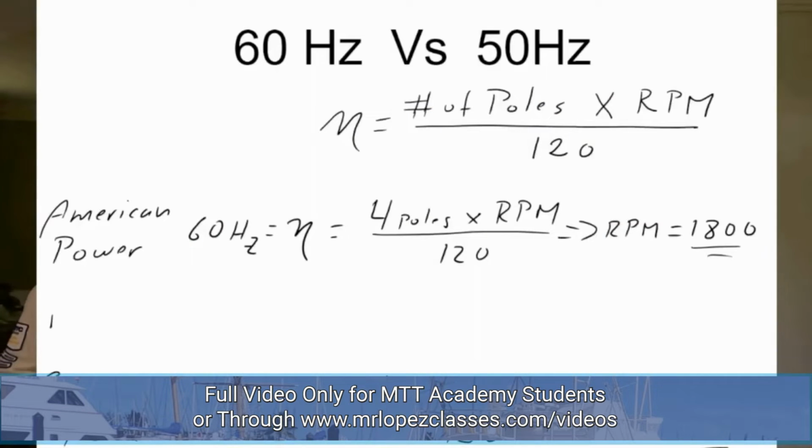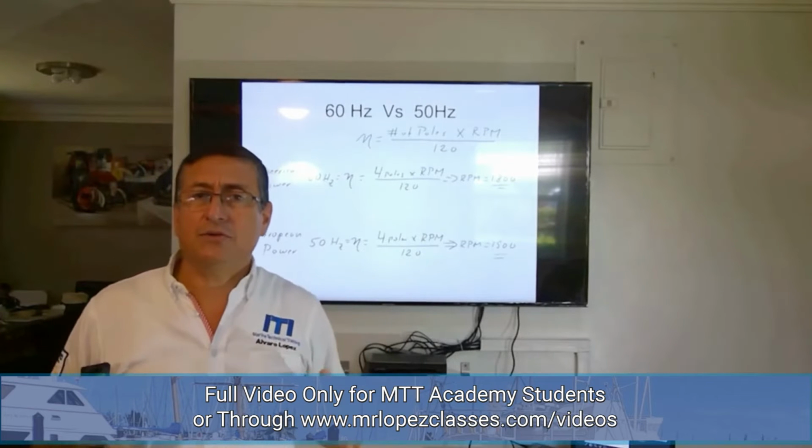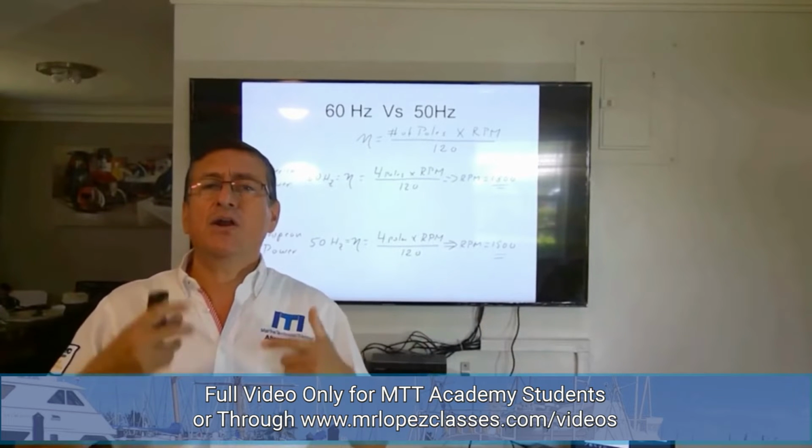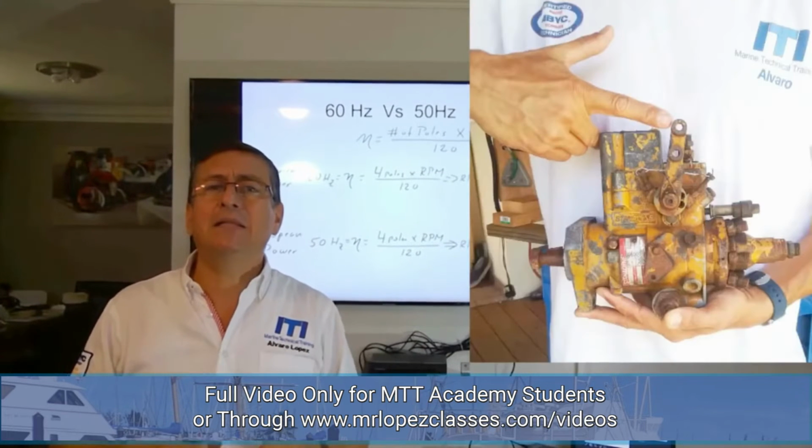Let me check what happened with the American power. The American power is 60 Hz. Okay, 60 Hz should be equal to the number of poles, 4 poles, times the RPM, divided by 120. I have 4, I have 120, I have 60. Let me investigate how much are the RPMs for 60 Hz for American power. The RPMs are 1800 RPM. Yes, the generators to produce American electricity are running constantly at 1800 RPM.